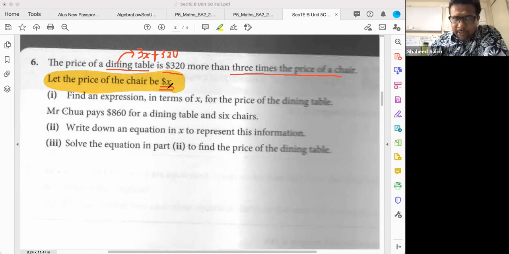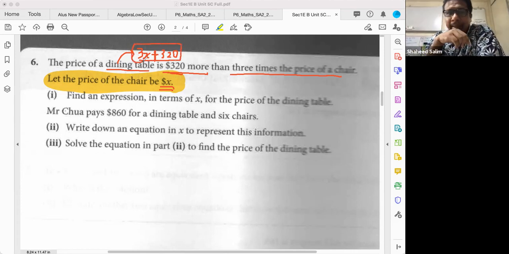Again, the price of a chair is X. Now they say the price of the dining table is 320 more, so I need to plus 320 to what? To the 3 times the price of a chair. X is the price of the chair, 3 times is 3X. So this is now the dining table price. Are you okay? Then they tell you, find an expression. We already did number 1 because this is the answer.